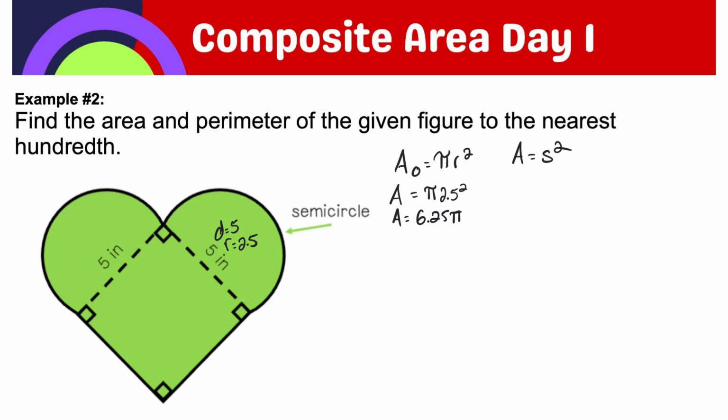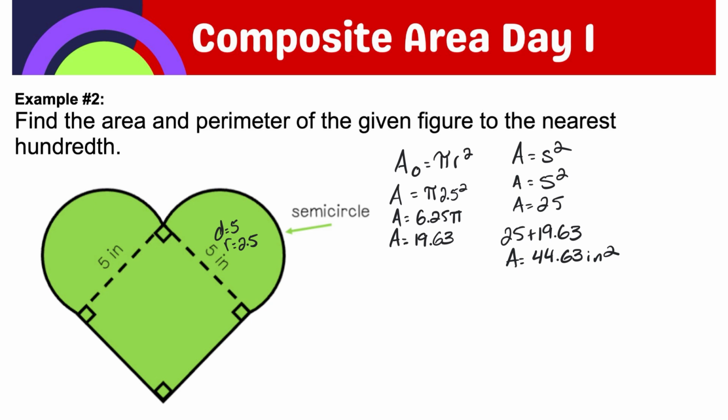And then since it says that we want it to the nearest hundredth, we're going to multiply that by our pi in our calculator, and we get 19.63. And then for the area of the square, it's going to be 5 squared, which is 25. You're going to add both of these numbers together, 25 plus 19.63. And when you get that, you end up having an area of 44.63 inches squared.